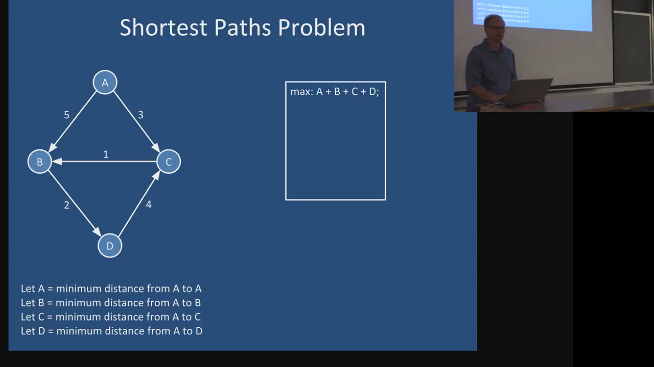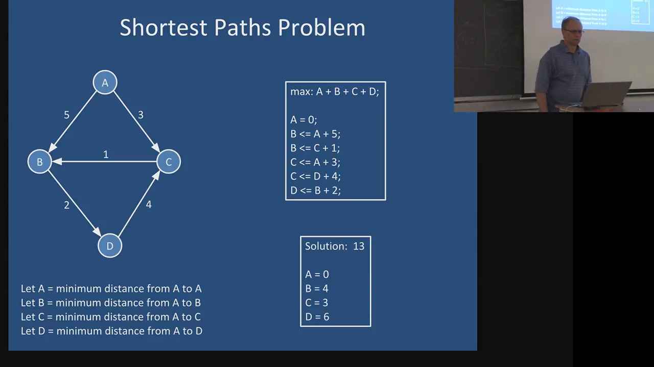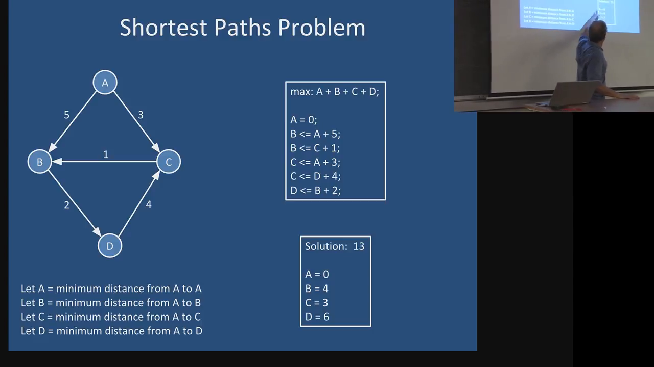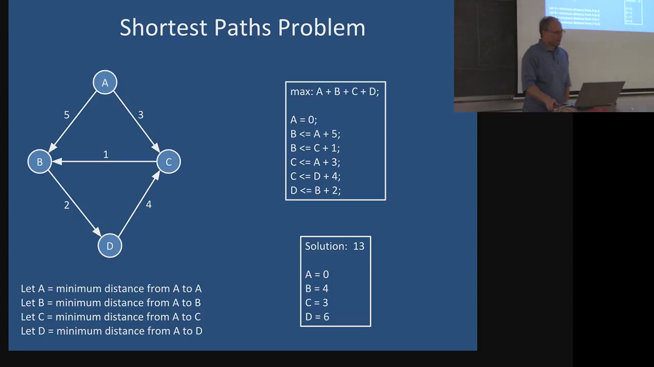But anyway, there it is. And there's a solution. You feed this to the LP solver, and that's what you get. The sum of all the path lengths is 13. And that's the distance in the shortest path tree from A. So sometimes it can be kind of tricky to express a solution like this.